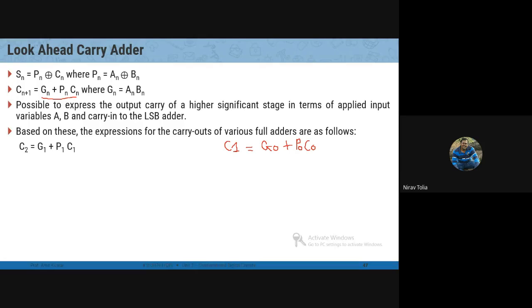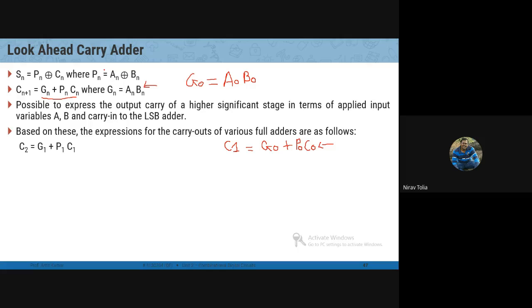Okay. Now you can ask me what actually G0 and P0 are. Let me write it down here for you. G0, we have the equation of Gn, so G0 is equal to A0 B0, which is our first input that we have directly. So we have A0 B0 at the very first instant, and we have C0 also at the very first instant.